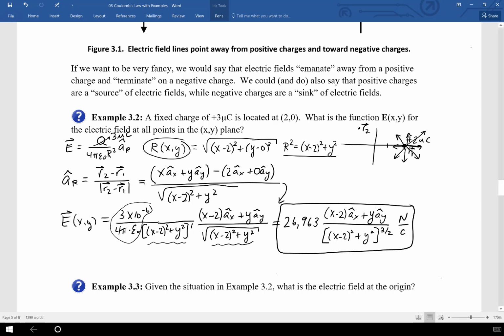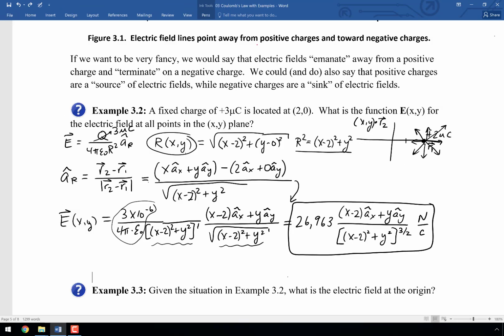I calculated what r is, calculated r squared, and calculated the unit vector a sub r in terms of x and y. Remember that we have an arbitrary point at x comma y. Then I plugged all of that into my expression for the electric field, and I ended up with one expression for the electric field.